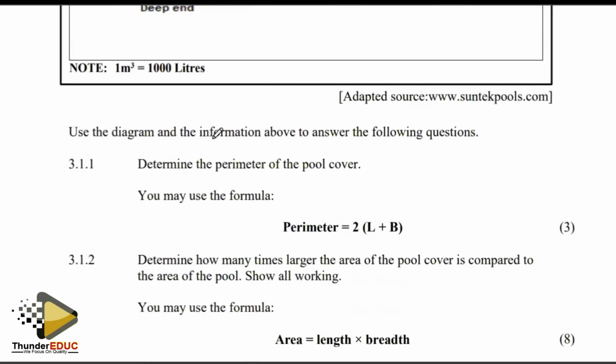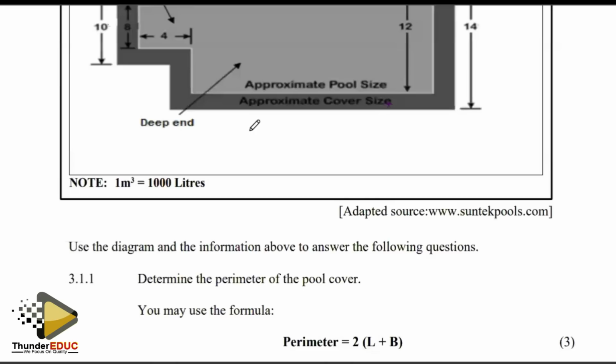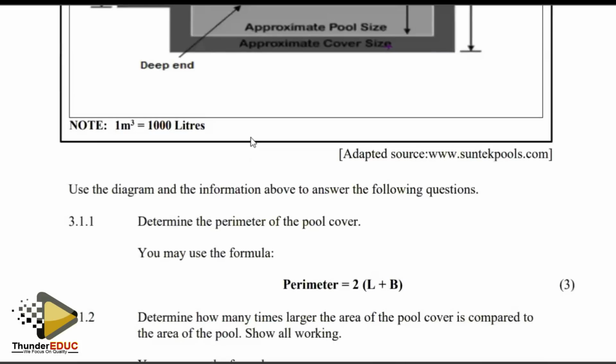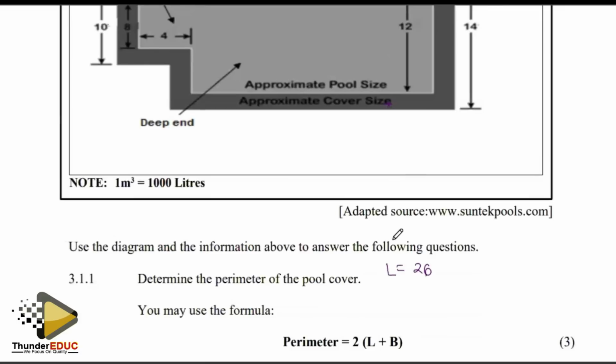Okay, here they're asking us, determine the perimeter of the pool cover. So we are outside now. The pool cover, this one here. If the inside part is 24, what will be the pool cover? Because it can't be 30. So we see that on this side there's 1 meter, also on this other side there's 1 meter. So simply the length of the pool cover is 26. All right, then we come to the width. It will be 14, straightforward.